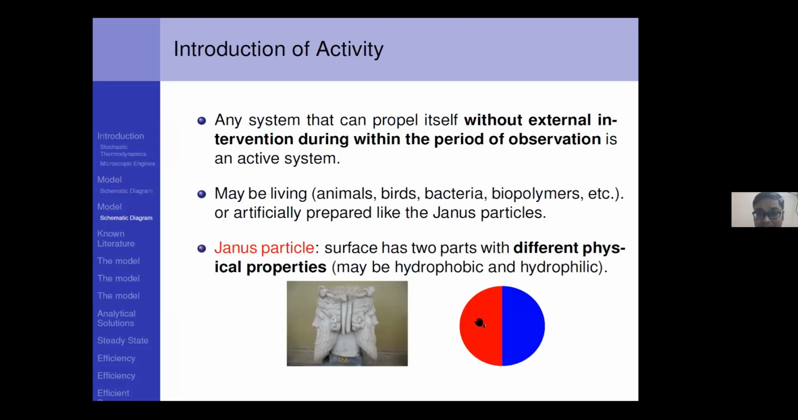And this is a Janus particle, which derives its name from the Roman god Janus, who had two faces. Similarly, the particle surface is divided into two regions, and these two have a different physical or chemical property. For example, one may be hydrophobic, the other may be hydrophilic, or the two surfaces may react differently to the medium in which they are present. Now, if such a particle has one side hydrophobic and the other side hydrophilic, and is put into water, you can imagine that there will be a directed motion, because the hydrophobic part will be repelling the water molecules and the hydrophilic part will be attracted towards the water molecules.